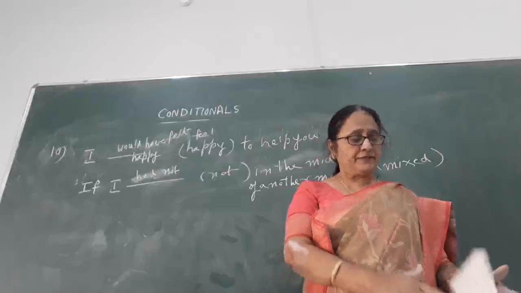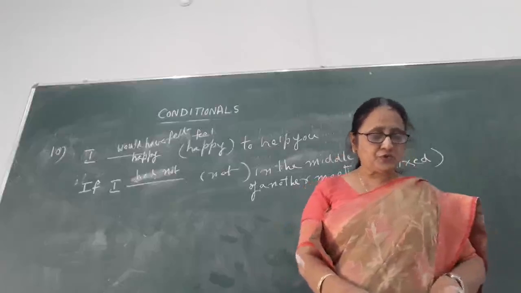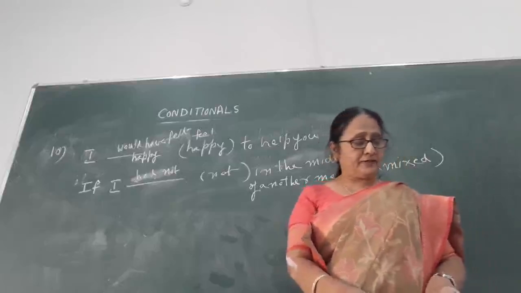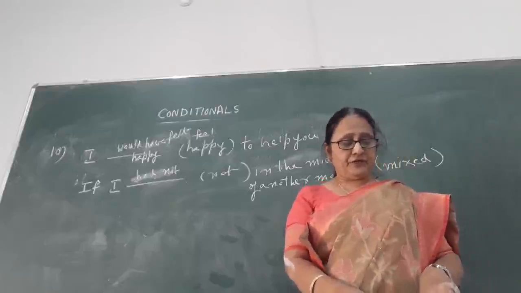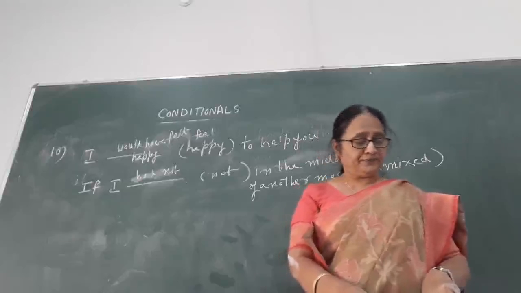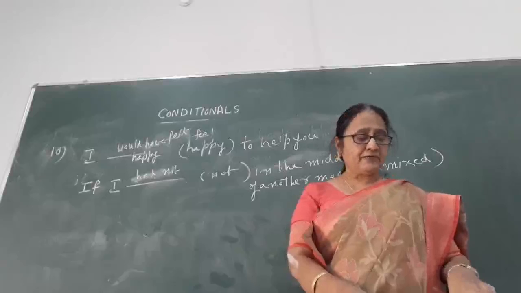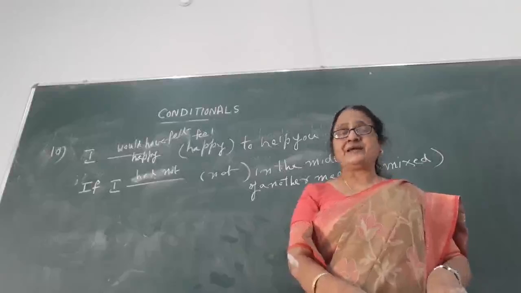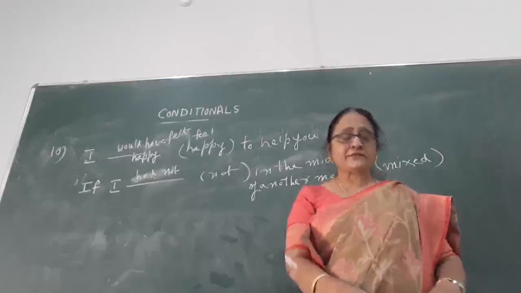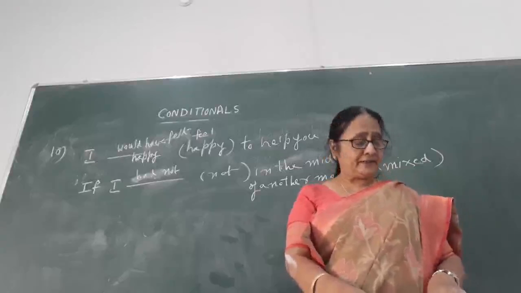Then fourth bit, we will be late. It goes to I. It is correct: we will be late if we don't hurry. This is also a zero conditional. This is the first conditional. Why? Because the first one is simple present, and the main clause, we will be late, is simple future. So it is a first conditional. We will be late, then if we don't hurry, that is zero conditional.